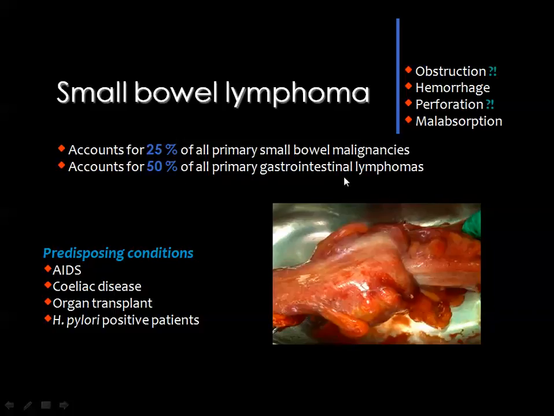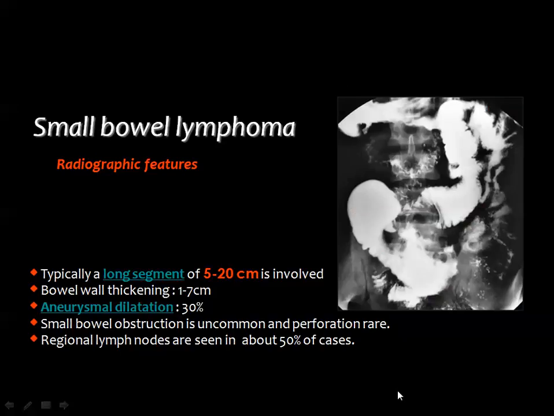The predisposing factors are AIDS, celiac disease, immunosuppression due to organ transplant, and Helicobacter pylori infection. Lymphoma does not usually cause obstruction, does not usually cause perforation, but may lead to hemorrhage and may lead to malabsorption. And lymphoma of the small bowel, as regards the barium meal follow-through, usually presents by long segments of abnormality, and these segments may reach up to 20 centimeters in length.